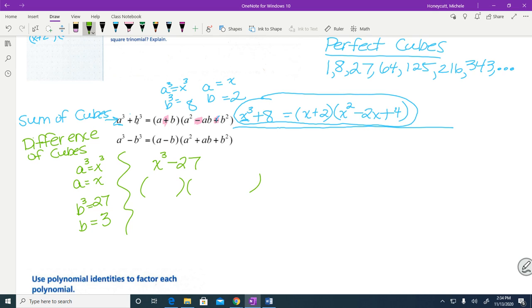So it says x cubed minus 27 will factor into the a minus the b. So the a is x, minus the b, which is 3, times, then it says square the a, and a is x, so x squared, then plus. Then it says multiply the a times the b. Let's see, a is x, b is 3, so 3x, plus, then it says square the b. So b is 3, b squared would be 9, and it's factored.